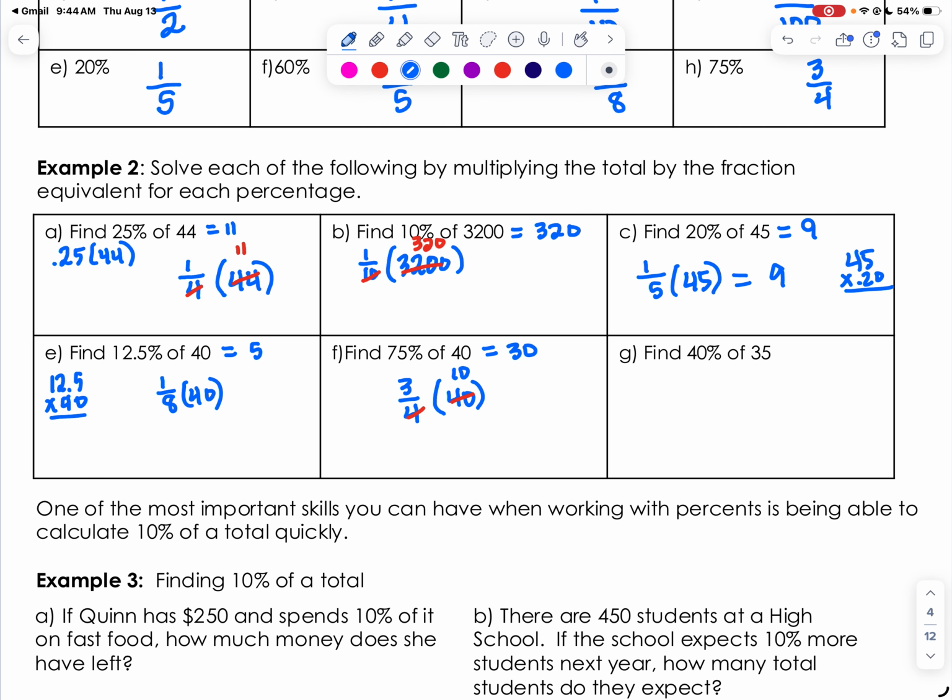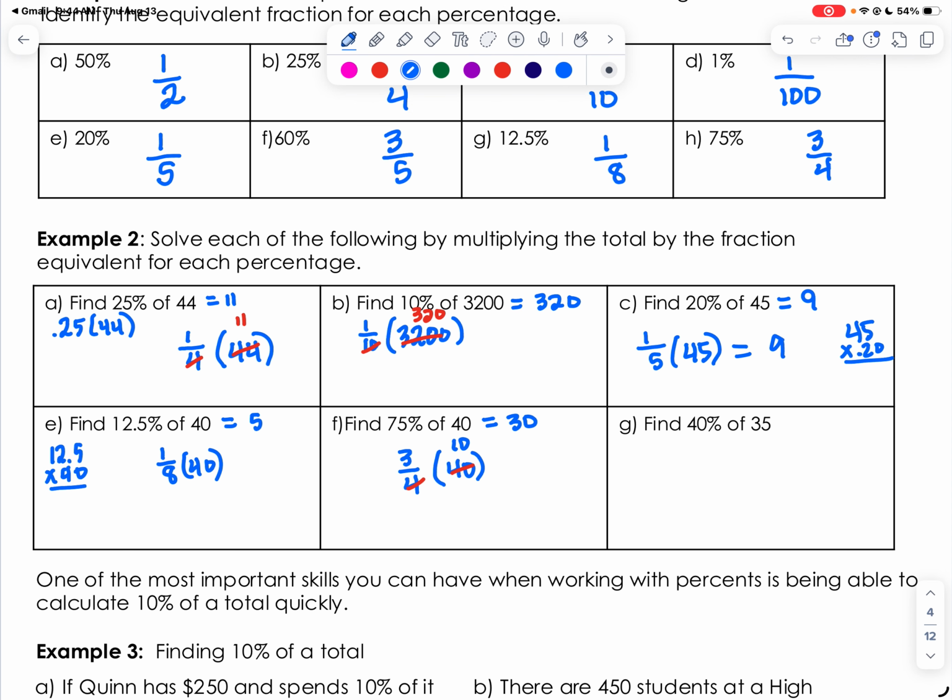All right, 40%. Now, we knew 20% was 1/5, so 40% must be 2/5 of 35. Pause the video and try this problem on your own. When you're ready to check your answer, press play. All right, welcome back. 5 goes into 35 7 times, and 2 times 7 is 14. So 40% of 35 is 14. Now, that's one way that we can make multiplying a percent by the whole a much faster process when we know the fraction equivalents.